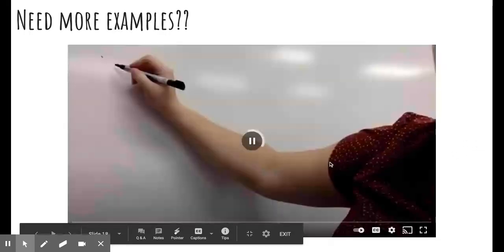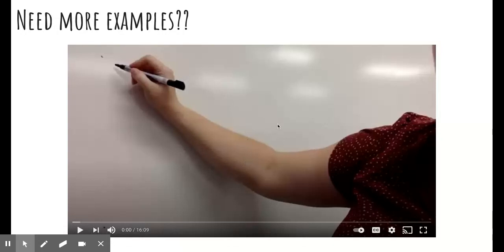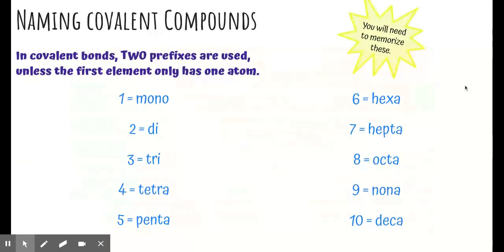Here's some examples. I'm going to stop this real quick. If you need more examples, I have gone through and done a ton of them on the board. I've walked you through one of every single kind of example so that you can see it. If you need a little more help with this, you can go back in the slides and refer back to this video.